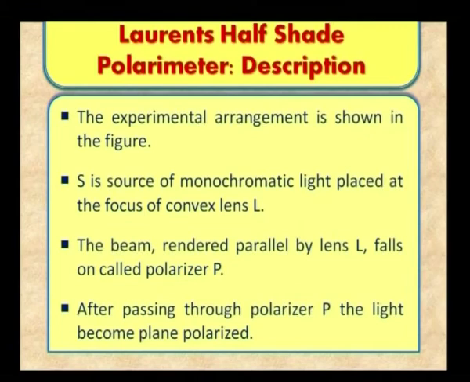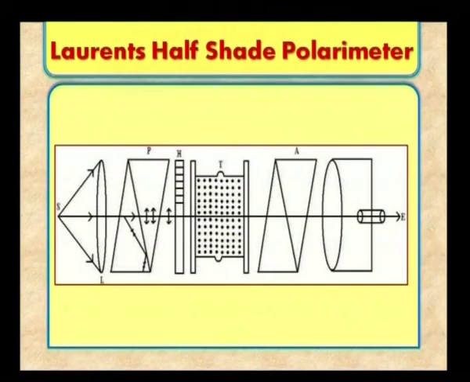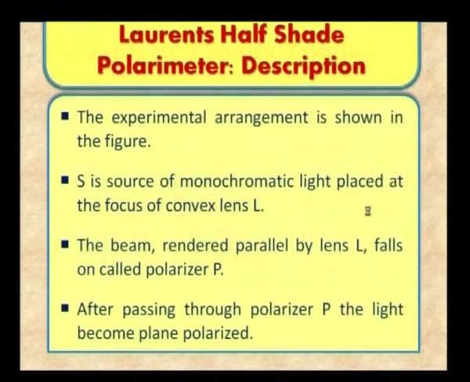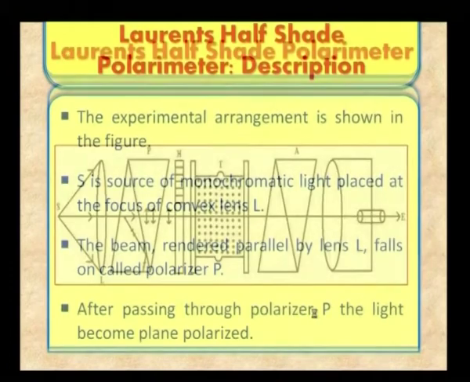So, the experimental arrangement is shown in the figure which follows this slide. S is a source of monochromatic light. Then you have a lens through which light is passed, and then this is the nickel prism N1, this is a half shade plate, and the solution, there is a tube through which the light is passed, it contains the solution. P is the polarizer, A is the analyzer, everything is seen through a telescope. That is the one that I showed earlier also. S is a source of monochromatic light, and you have a convex lens. The beam is rendered parallel, and after passing through the polarizer P, the light becomes plane polarized.